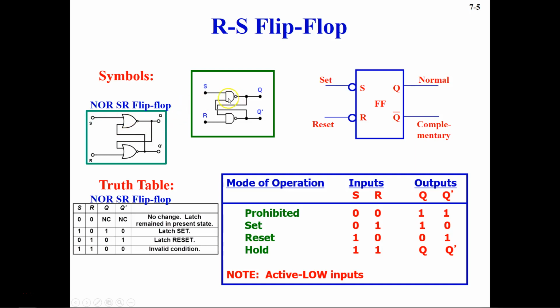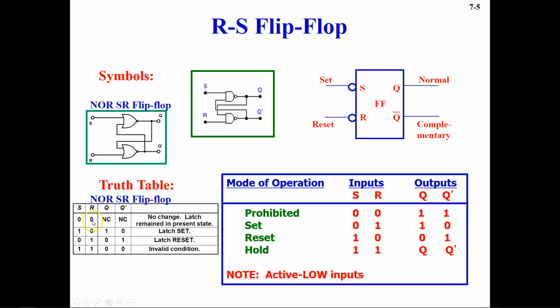In place of NAND gates, we have used NOR gates, and this is S and this is R, and then Q and Q dash are our output. And here you see the truth table for the NOR SR flip-flop. So S and R, and then Q and Q dash are your output. Now here you can compare, it is different than your NAND flip-flop.